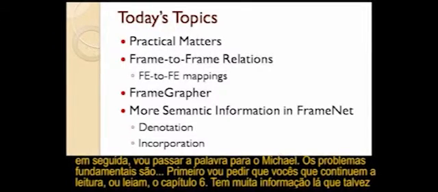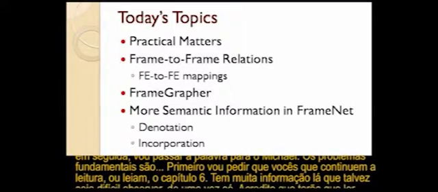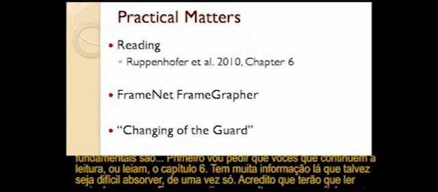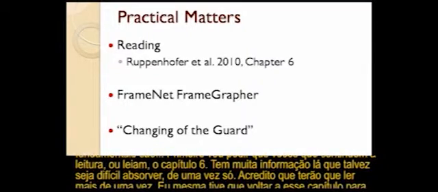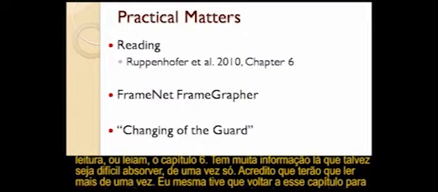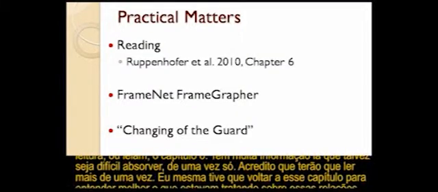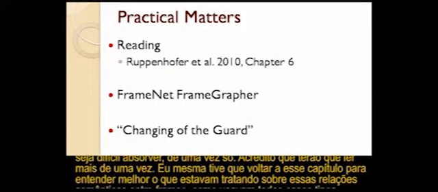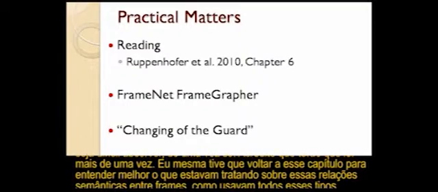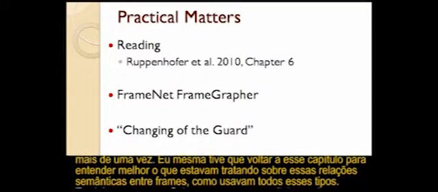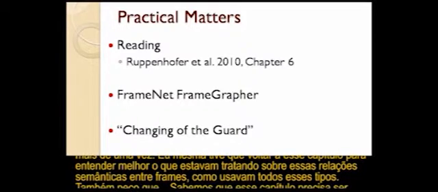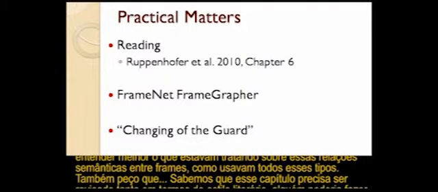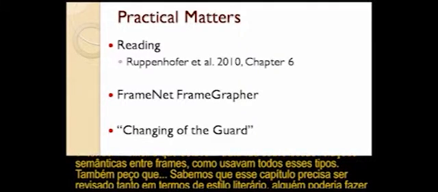So our practical matters are, I encourage you to keep reading or reread chapter 6 in the book. There's a lot of information there. It may be difficult to absorb all at once. I believe it's worth reading more than once. I myself often go back to that chapter to clarify or remind myself, what did we say about that frame-to-frame relation? How are we using this semantic type?